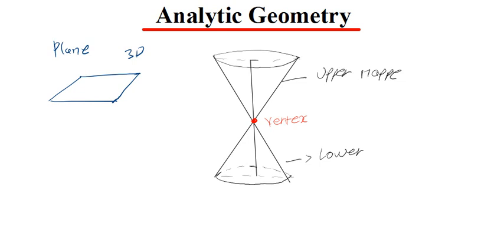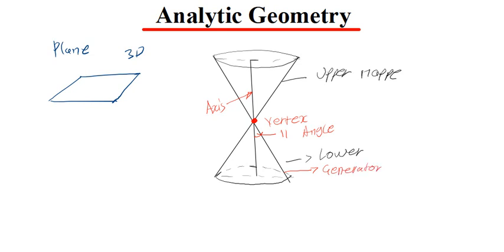So this point that we have right here is the vertex. Then this line that I've put in the center is our axis. Then we have the vertex angle right there. And this line here on this side is the line that is called the generator.